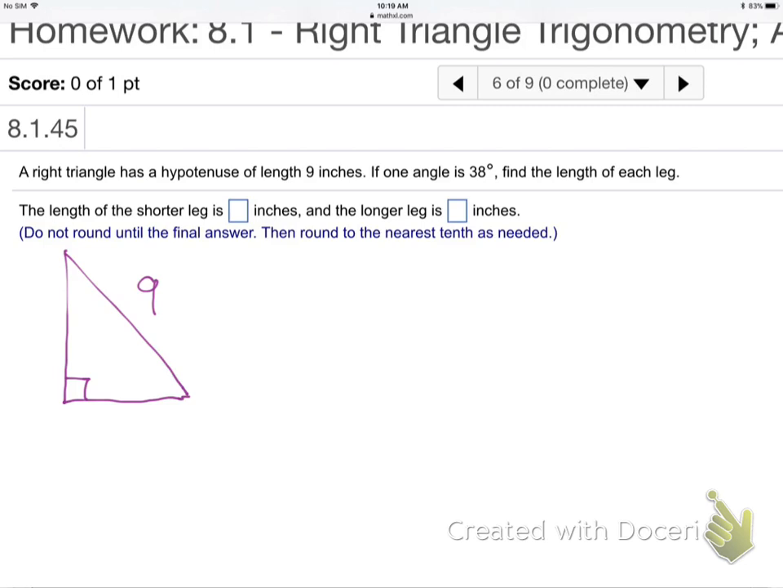Remember the small, medium, large thing we talked about? The smallest angle, across from it is the smallest side. Medium angle, across from the medium angle is the medium side. Largest angle, across from the largest angle, well, that's the 90, huh? The 90 is the largest. Across from it is the largest side, the hypotenuse.